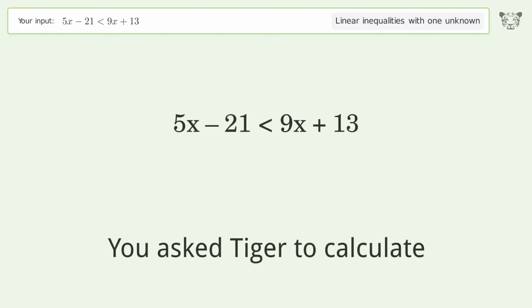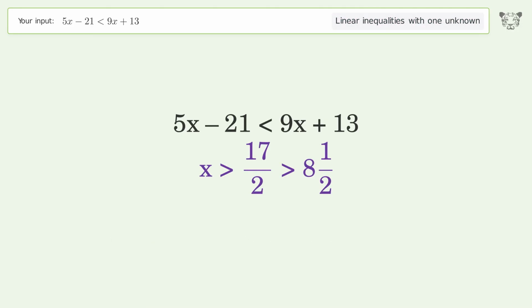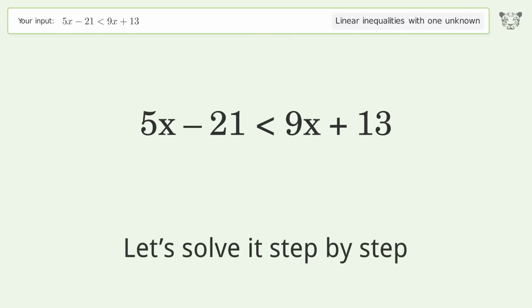You ask Tiger to calculate. This deals with linear inequalities with one unknown. The final result is x greater than negative 17 over 2 greater than negative 81 over 2. Let's solve it step by step.